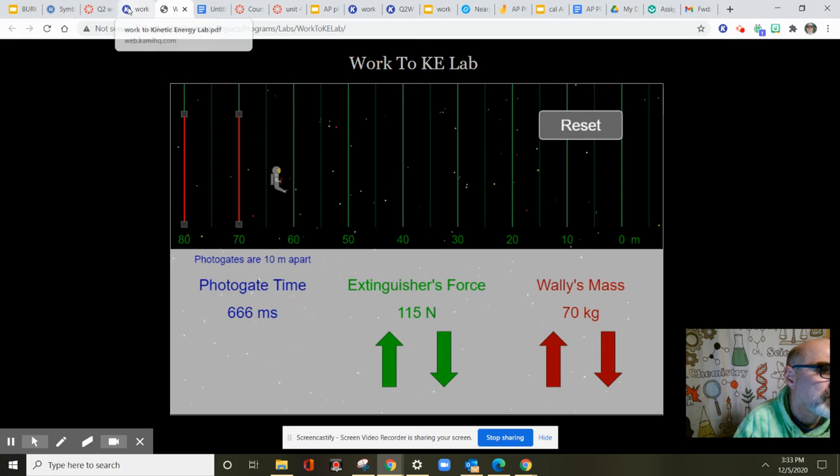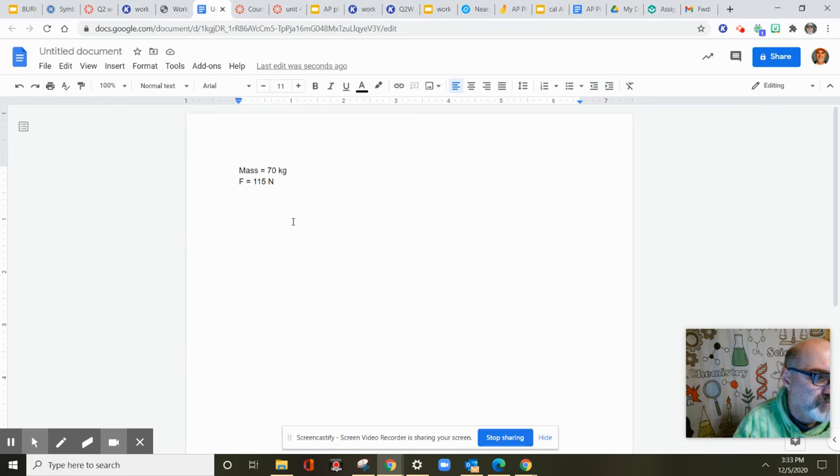So Wally flew 63 meters. So that's the displacement I need for the work that's done, right? And then the speed of Wally is 10 meters divided by 0.666 seconds, because 666 milliseconds is 0.666 seconds. So 10 divided by 0.666. It looks like it's going to be about 15 meters per second.